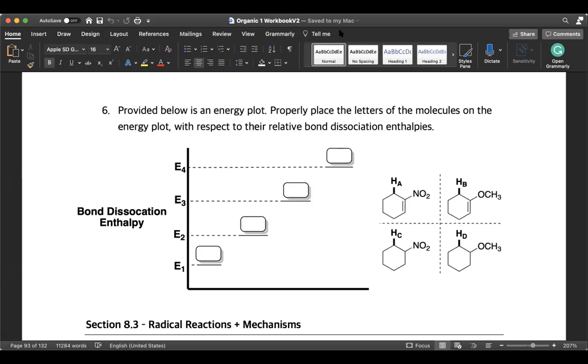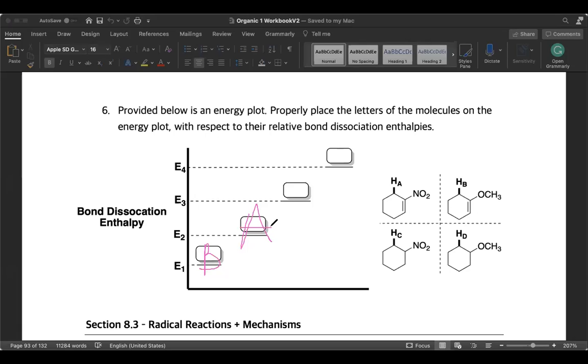Okay, so let's think about that. Let me draw it on the board. So essentially, this should be B, and this should be A, and we kind of proved that. HA and HB are both adjacent to a pi bond, which means that resonance is definitely going to help delocalize that radical. So that's why those two are definitely down there.